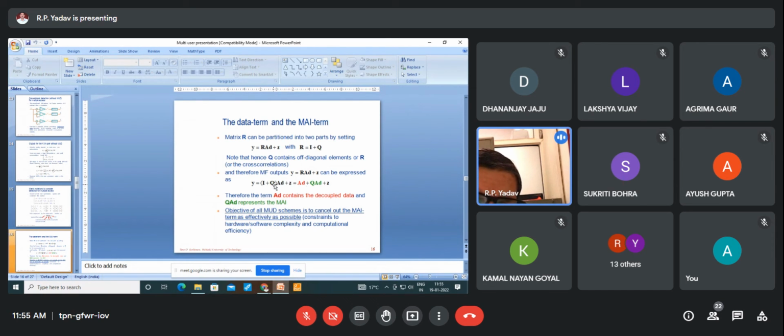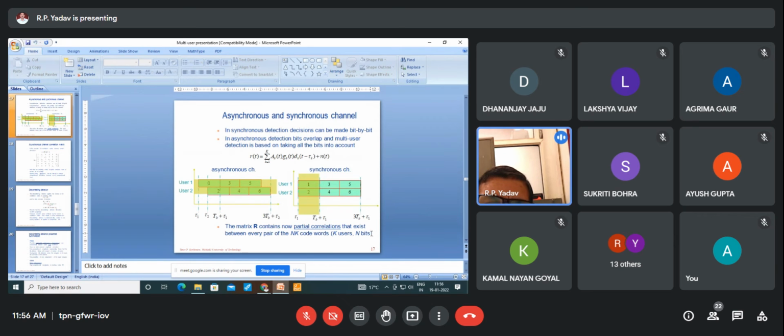So I have the data that I'm looking for, and this other term, QAd, that represents my multi-access interference. The objective of all multi-user schemes is to cancel out MAI. We have to somehow eliminate MAI, as effectively as any multi-user detection scheme can, constrained by hardware and software complexity and computational efficiency. Understand?